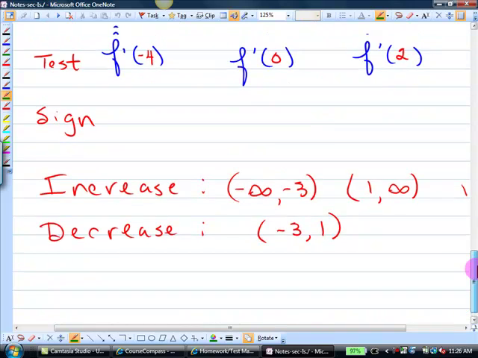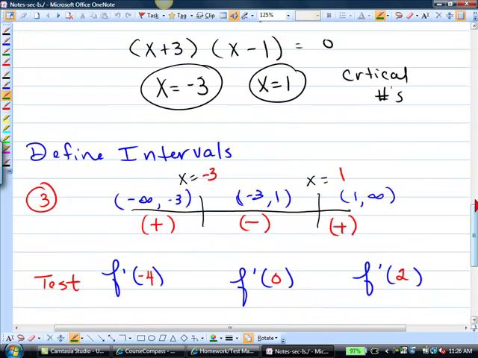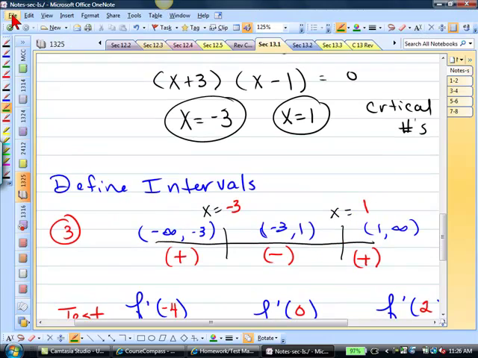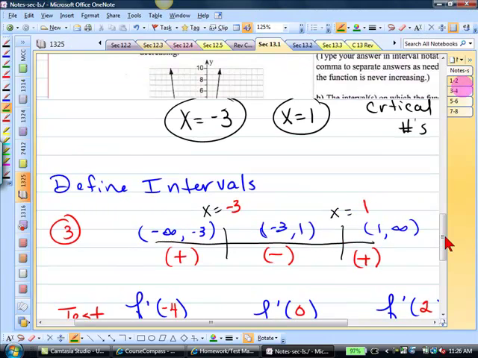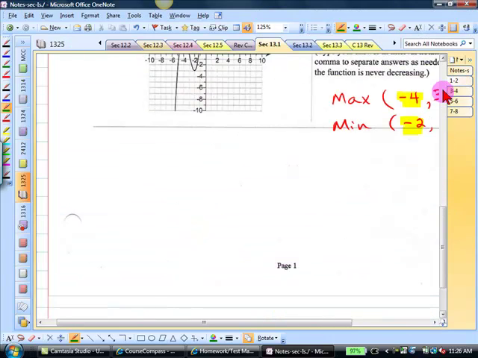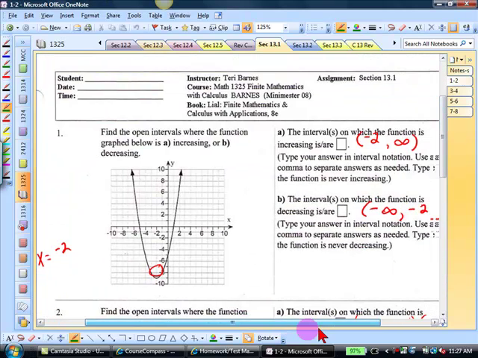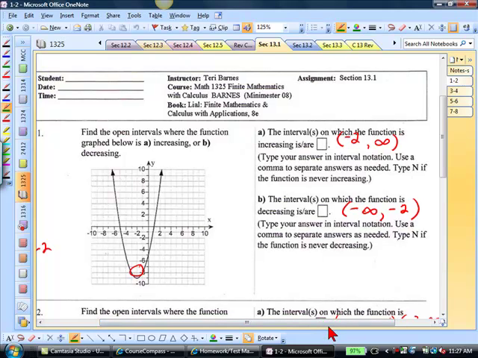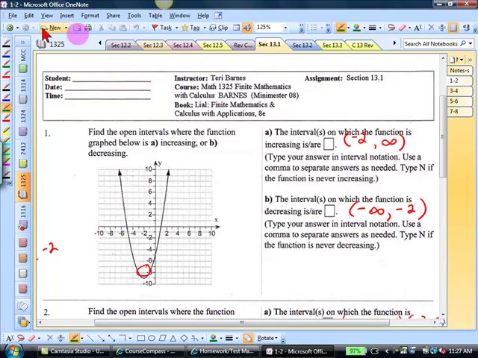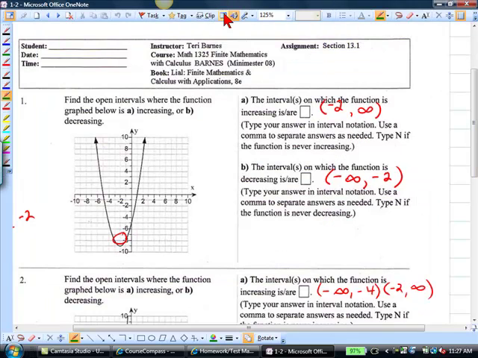So that's the example. Let's look at the problems. The first ones are really looking at graphs. So I've got answers up here. You guys have your graphs? Everybody have their sheet for 13.1? Okay. Let's see if we can do this.